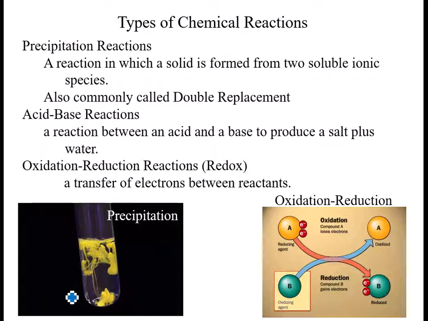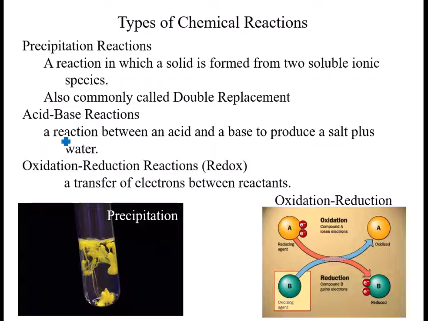In the next section of the book, we talk about the different types of aqueous reactions. There are three different types that we're going to be looking at. First, precipitation reaction, in which a solid is formed from two ionic species, and that is shown down here. I mixed two clear solutions, and a solid formed.